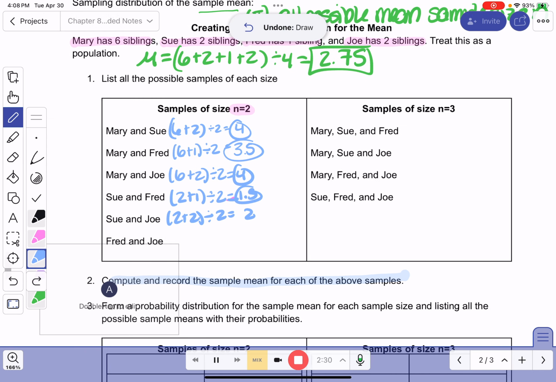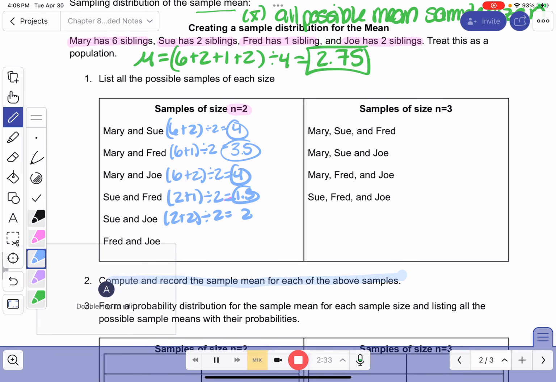And Fred and Joe would be 1 and 2. Sorry, there was a distraction there, I'm just going to ignore it. Okay, and then Fred and Joe would be 1 and 2, which is 1.5.